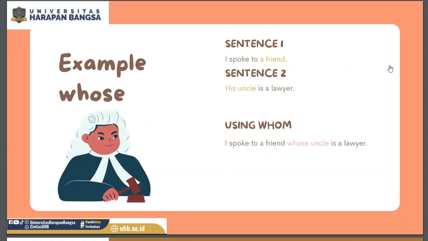Next, whose, which refers to possession. I spoke to a friend. His uncle is a lawyer. And it becomes: I spoke to a friend whose uncle is a lawyer. So whose here represents the friend's uncle. The friend possesses an uncle, or has an uncle who is a lawyer. So we use whose here because it refers to a possession.